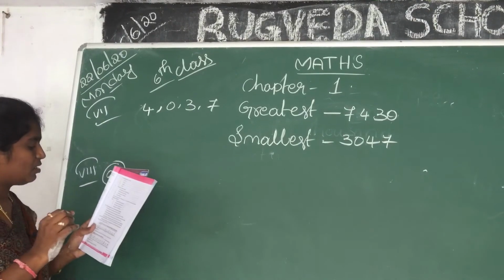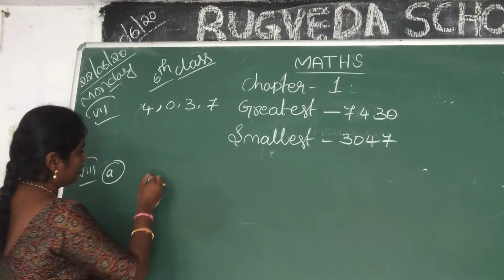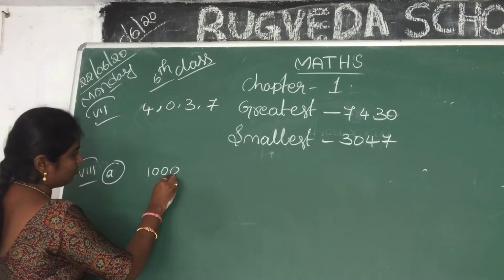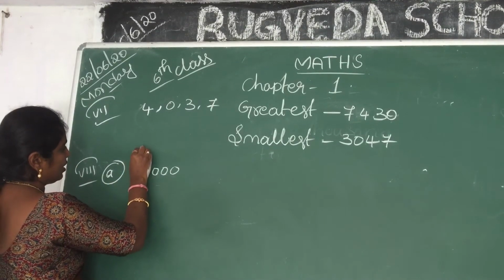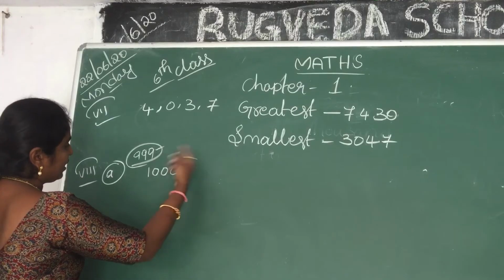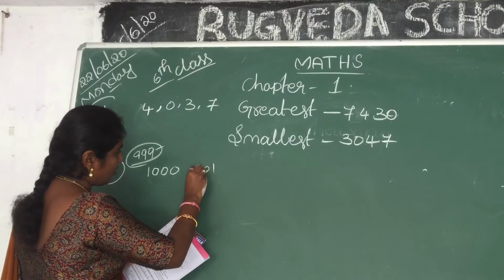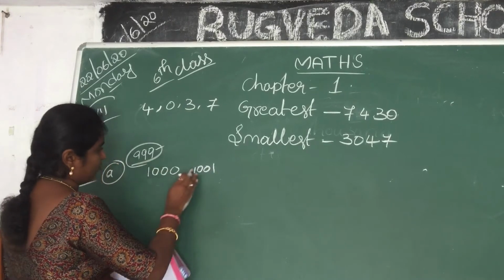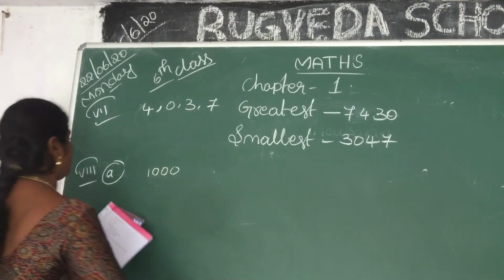First question, the smallest 4-digit number. What is the smallest 4-digit number? Ones, tens, hundreds, thousands. Here I got 4 digits. Before this number, which number will we get? 999. So this is only 3 digits, a 3-digit number. Again, after this number, which number will we get? 1,001. But here 1,000 only, we want the smaller 4-digit number. This is a bigger number. So 1,000 is the smallest 4-digit number.